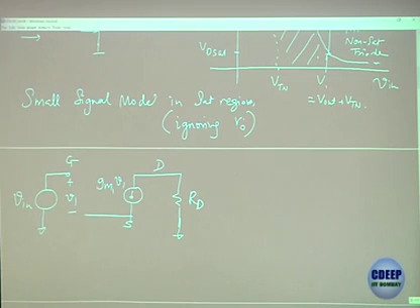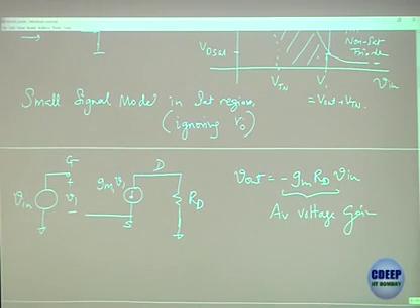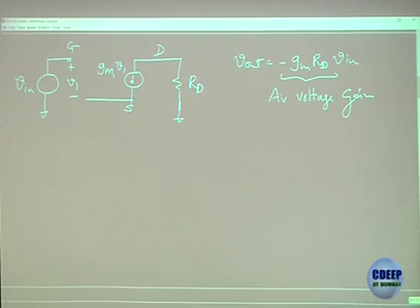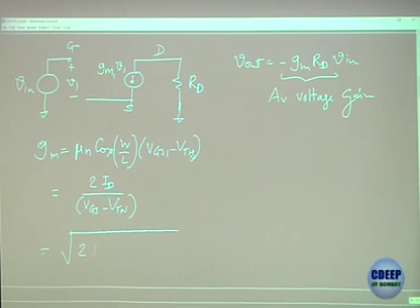Okay, so then now we can say that V out AC is equal to minus GM RD times V in, and our voltage gain is AV. So we know that GM has three forms: mu n C ox W by L times VGS minus VTH of NMOS, or 2 ID divided by VGS minus VTN, and is equal to square root of 2 mu n C ox W by L times ID.